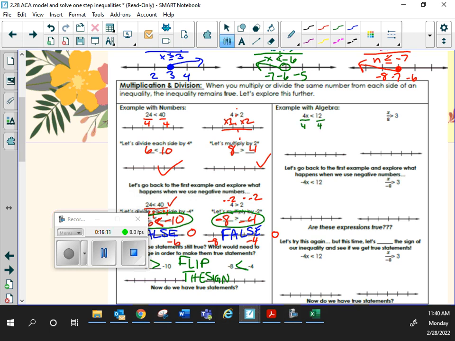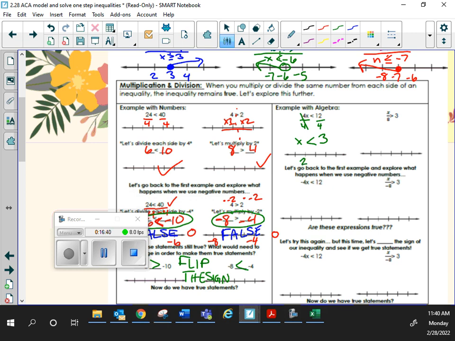Okay? I'm not dividing by a negative, so I don't need to do anything to the sign. I can just leave it as is. 4 divided by 4 cancels out. I'm left with x. 12 divided by 4 is 3. X is less than 3. Okay? So, any number less than 3. What's a number less than 3? 2. If I plugged in 2, would it work up here? Yeah, that works.